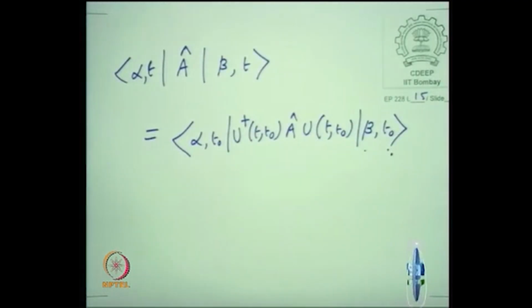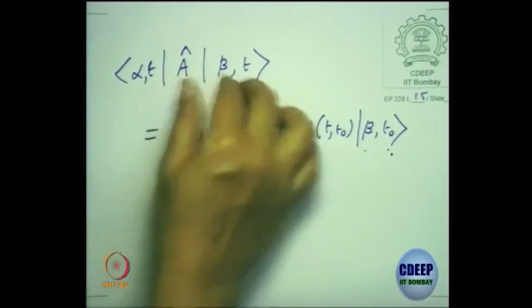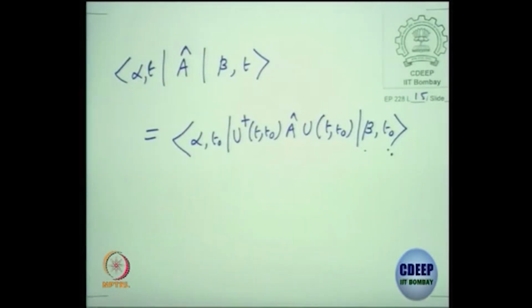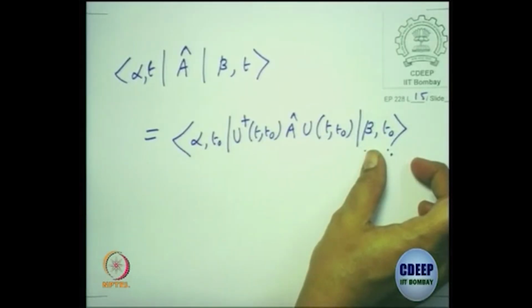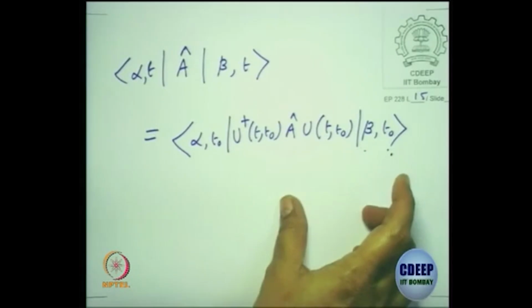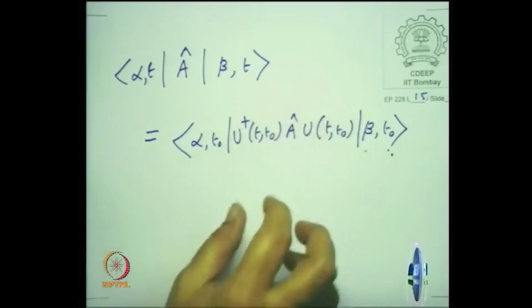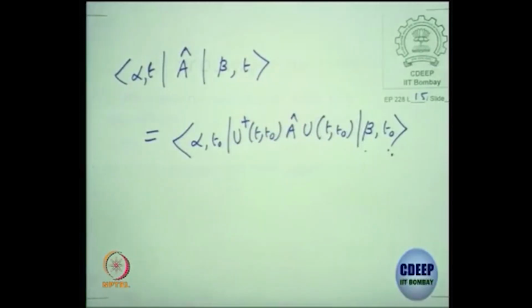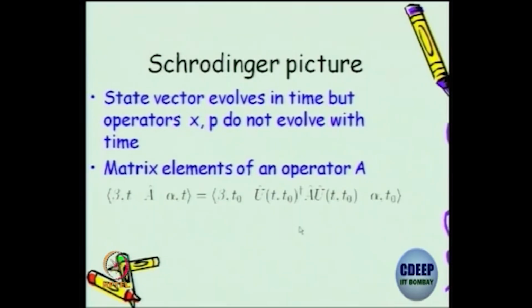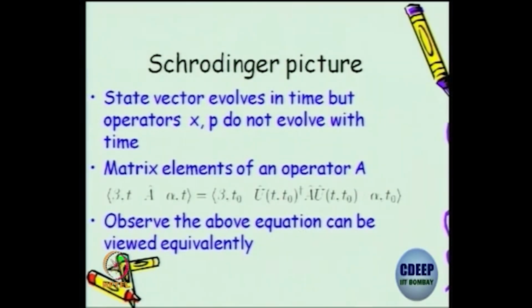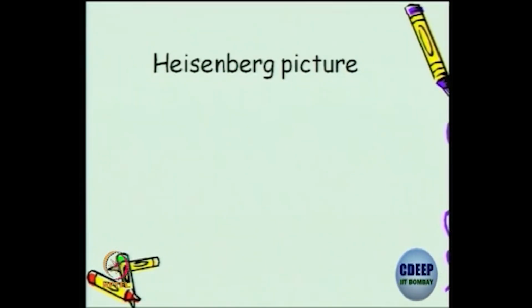One was the Schrodinger picture, which was this left hand side, which you have done many times. But can we try to freeze the states to be an initial state and put whatever is the modification on the operator? So that is what is being done. So this kind of gives us an indication that you can equivalently view the above equation in a different picture. That different picture is called the Heisenberg picture.